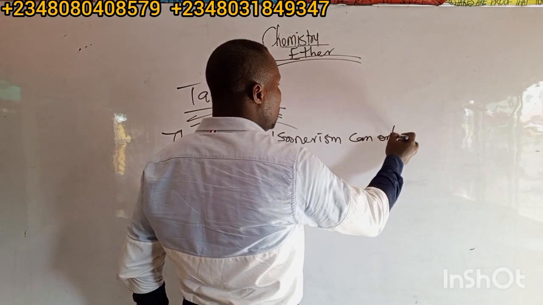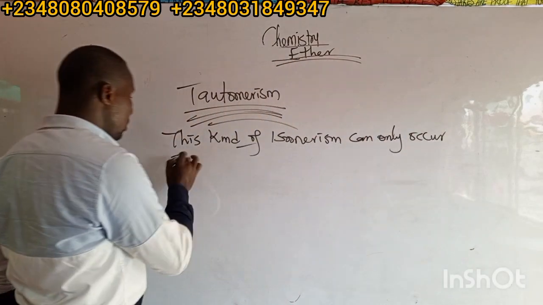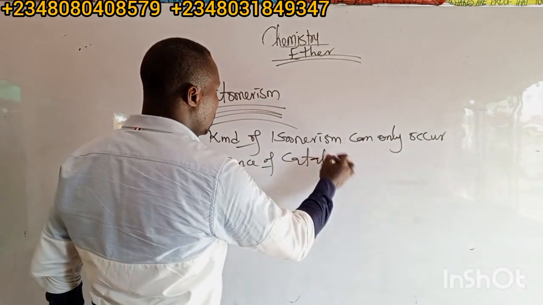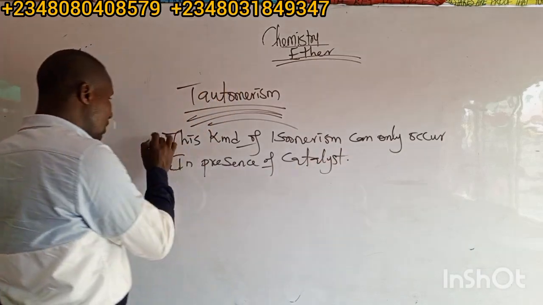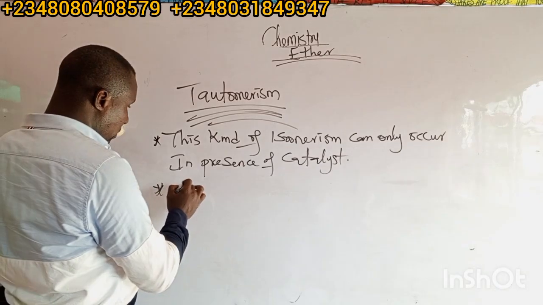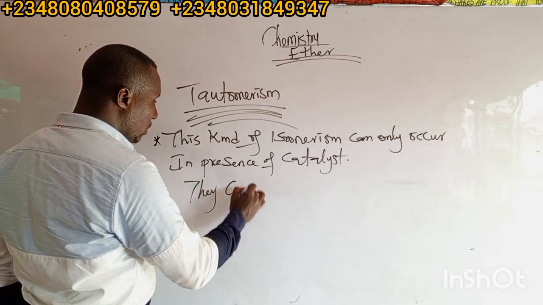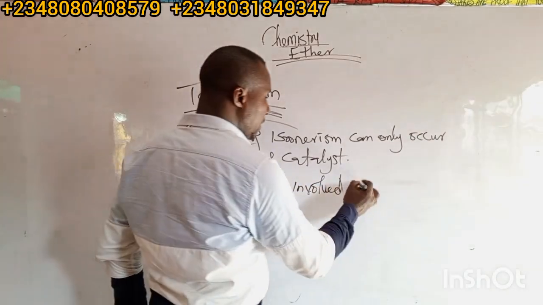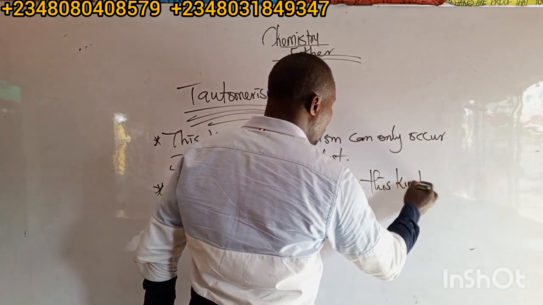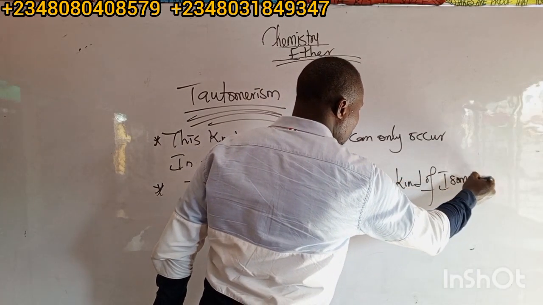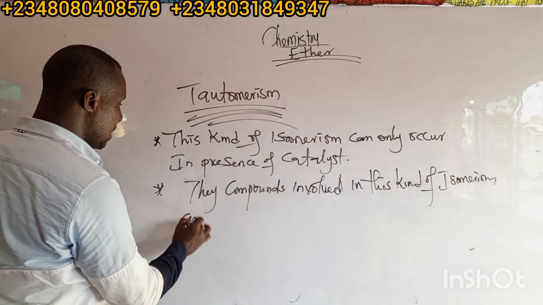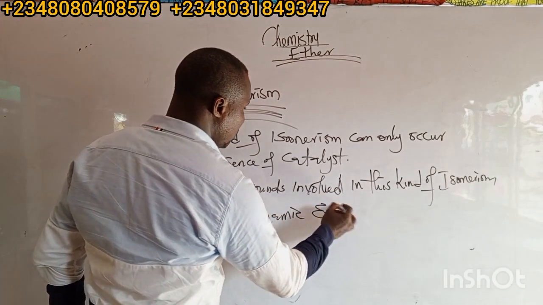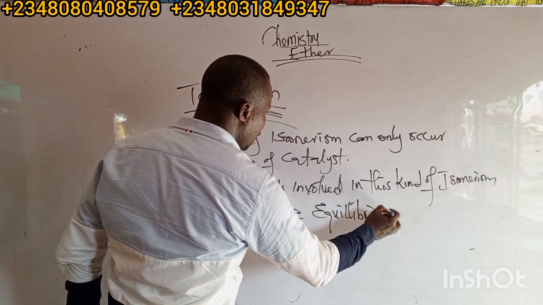This kind of isomerism can only occur in the presence of catalyst. Take note. And take note of this. The compounds involved in this kind of isomerism are in dynamic equilibrium. They are in dynamic equilibrium.